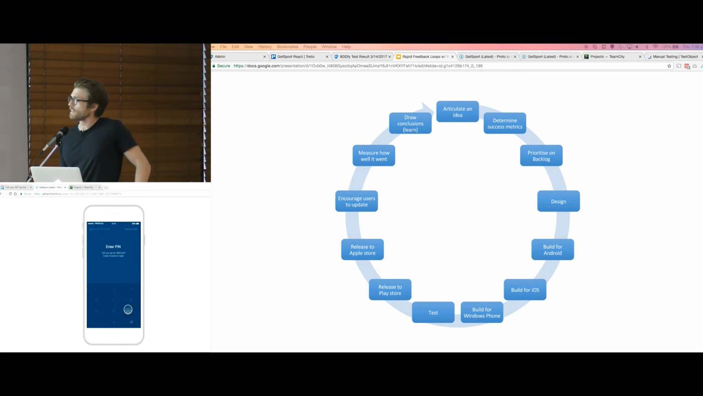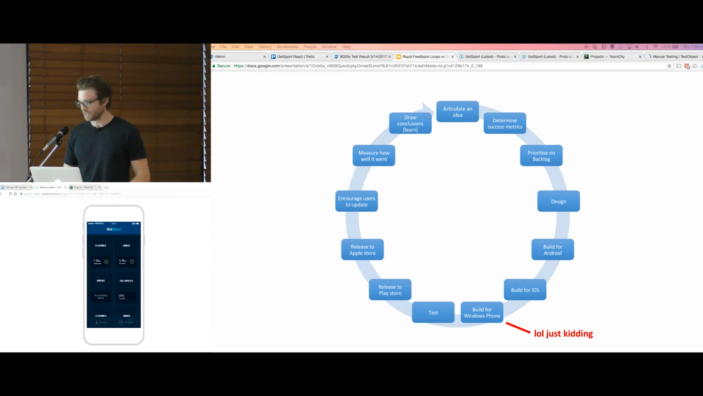So really you have an idea, that's where it starts from. You figure out what your success metrics are, you prioritize it on the backlog, you design something, then you go away and you build it for Android in a normal native process, you build it for iOS in another native process using, I always get the language wrong, Objective-C in one, Java in the other. Then of course you build for Windows Phone, and then you go off and test it. Then you release it to the Play Store, release it to the Apple Store, and what else? Then you've got to encourage your users to update. If they don't have auto updates on, you've got to give them a reason to go and bother doing that.